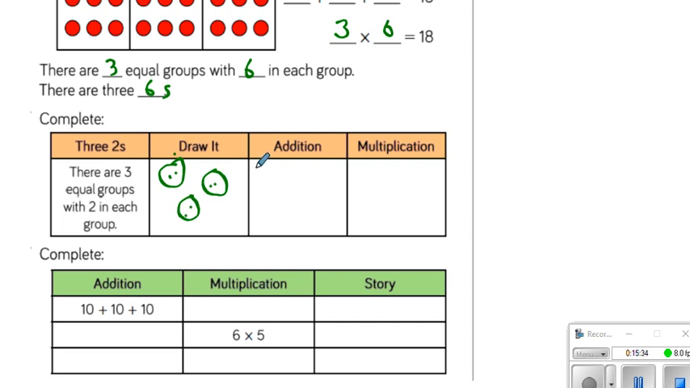So here I've got 3, 2 plus 2 plus 2. If I'm doing addition, 2 add 2 add 2 equals 6. Or as a multiplication, 3 times 2 equals 6. And I'm very sorry about my messy writing. I'm trying my best. See if you can complete the second part of the question.